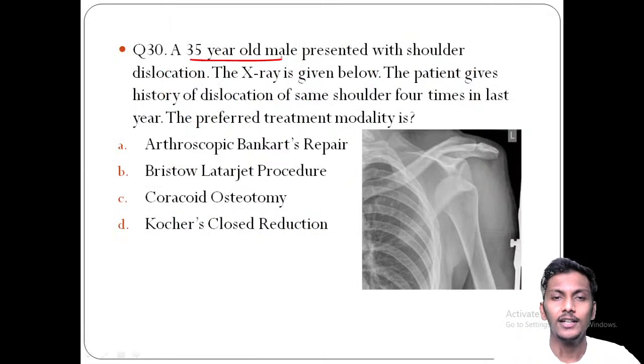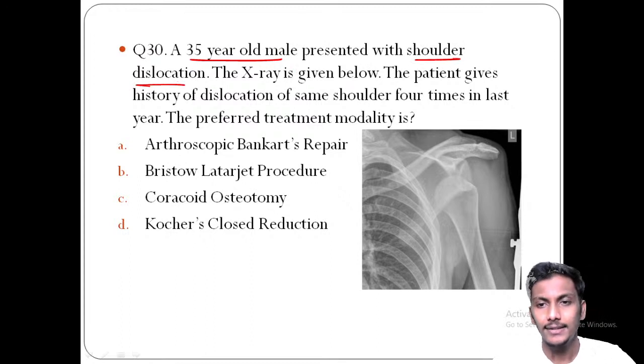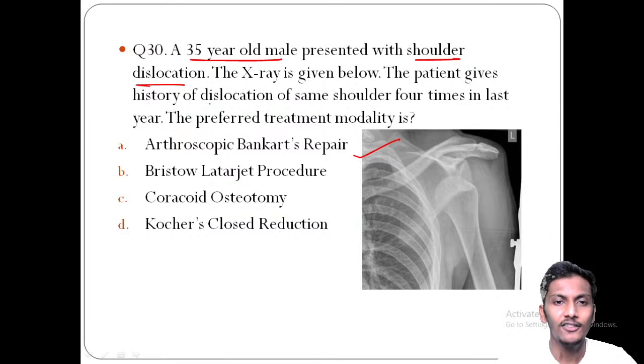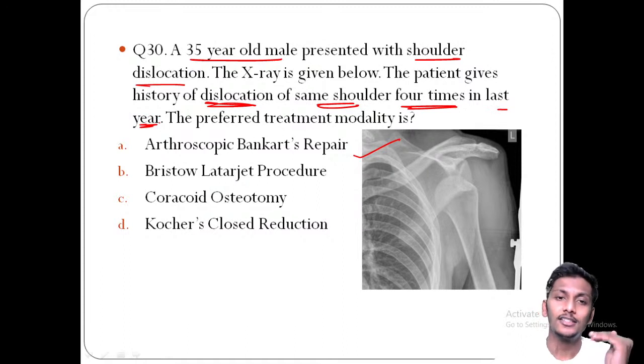A 35-year-old male presented with shoulder dislocation. The X-ray is given below. Over here we can see the X-ray. The patient gives history of dislocation of the same shoulder 4 times in the last year. So in the last year the patient has experienced dislocation at the same site almost 4 times now. The preferred treatment modality in this condition is?